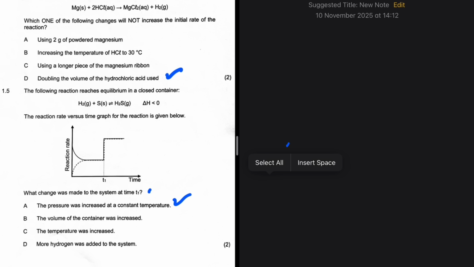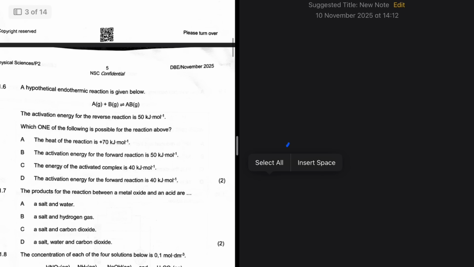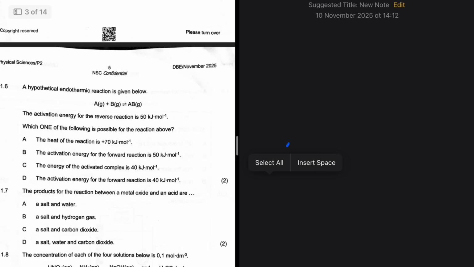The temperature was increased. If there was an increase in temperature, it should have favored the reaction that reduces the temperature. It should have favored the endothermic reaction more than it does the exothermic reaction. So we cannot have both forward and reverse reaction going up in that manner. And then more hydrogen was added to the system. Should have favored the forward reaction. So that is 1.5.